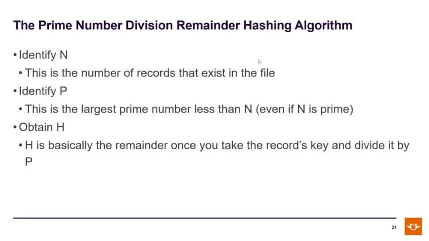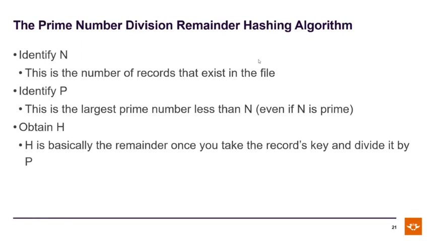And we're talking about records here, so it's the complete information inside the record that makes up one record. So the student number, the surname, and the average makes up one record. We count how many of those records we are expecting. Then we identify P. P is the largest prime number less than or equal to N. Nothing larger than N though. Now, we are trying to obtain H.